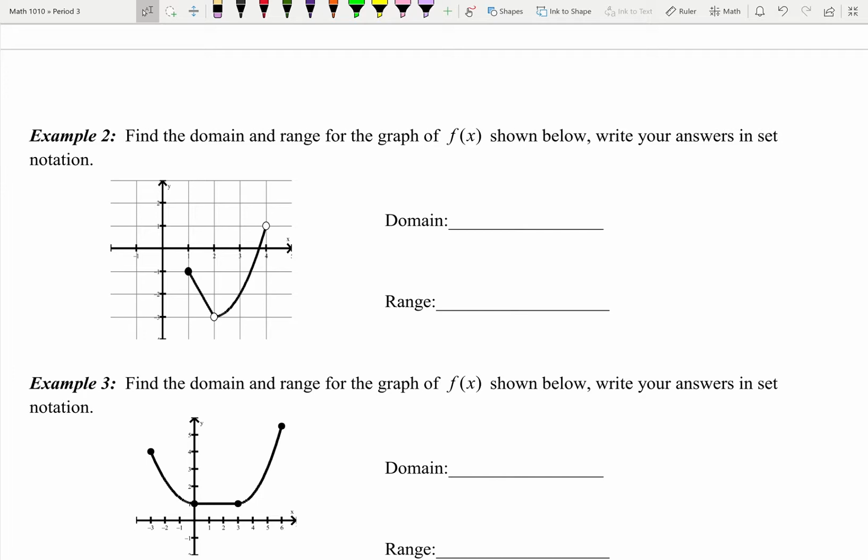To 4. So is it 1 to 4? Tell me. Is it 1 to 4? Why not? Say it again. It doesn't touch the 4. Is there anything else that it doesn't touch? How do you know it doesn't touch the 2? Yeah, the open circle means there's nothing there. So it goes from 1 to 2. It touches the 1, but it doesn't touch the 2. Who says I understand that? Raise your hand if you understand that.